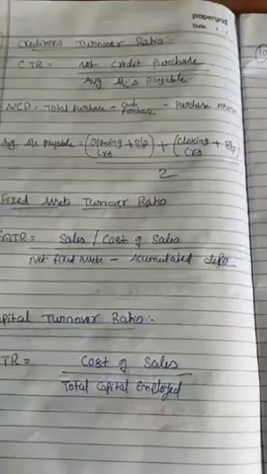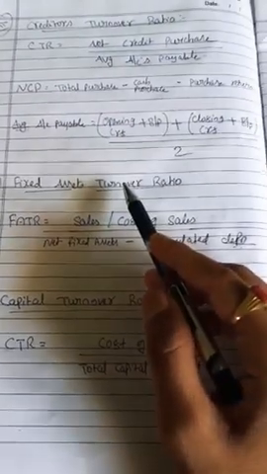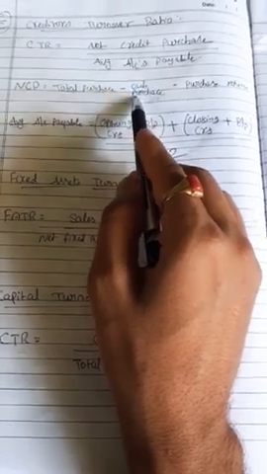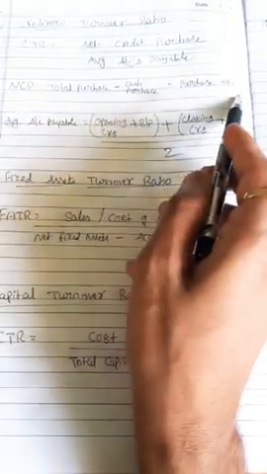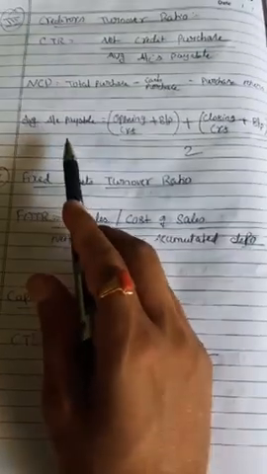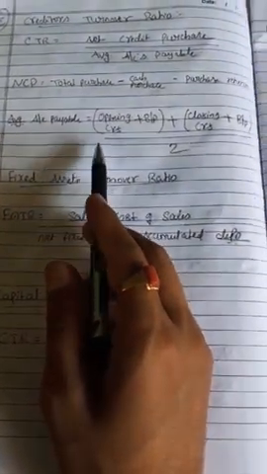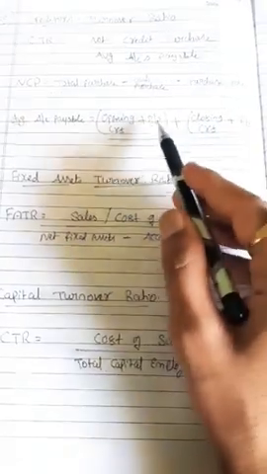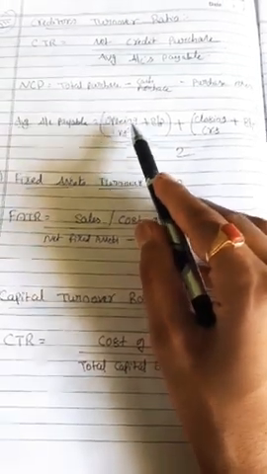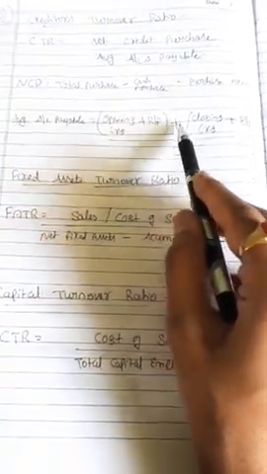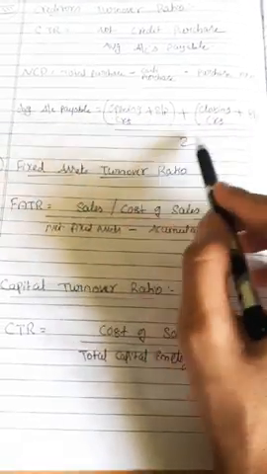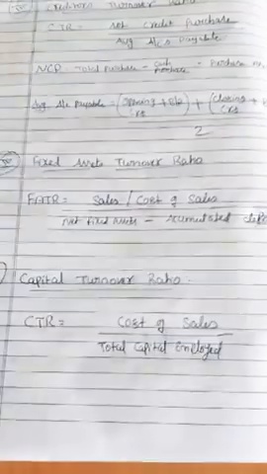Make sure of that. Now how to calculate net credit purchase: total purchase minus cash purchase minus purchase return. If there is any purchase return, we are going to consider that. Next, average accounts payable. It is quite similar to your debtors turnover ratio, but here we are going to consider bills payable as well as creditors. Opening creditors plus bills payable plus closing creditors plus bills payable, divided by 2. This is the way to get your average accounts payable value.